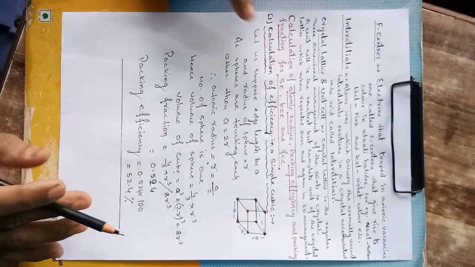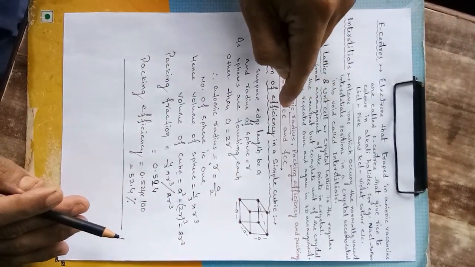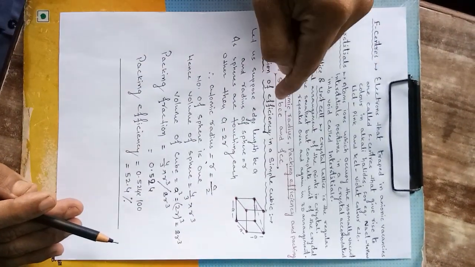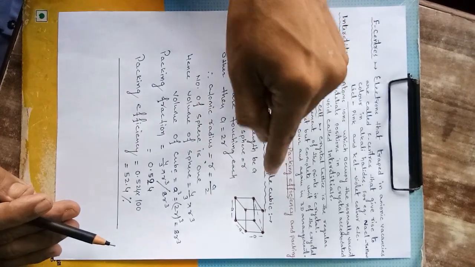In this way, in the next video we can find out for BCC, that means calculation of atomic radius, packing efficiency and packing fraction for BCC and face centered cubic.